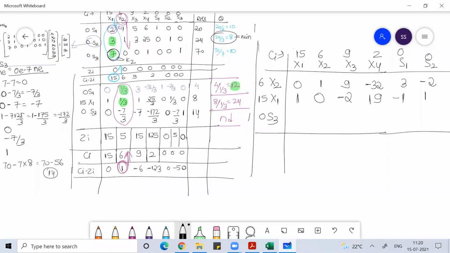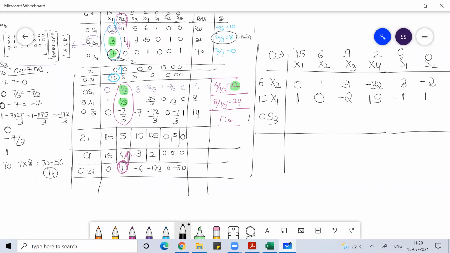This will be 0, 0, minus 7 plus 9 sevens are 63 by 3. 7 by 3 into 9 is 21. 21 minus 7 would be 14. Then this is minus 172 by 3. This would be minus 32 into 7 by 3. So this would be 32 sevens are 224.